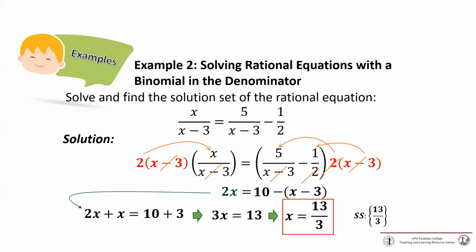Now, in your case, if you are asked to solve a rational equation, it is required to test whether the value that you got is really a solution by performing the usual checking. You simply substitute the value that you got into the original equation. In this case, you can verify that x is equal to 13 over 3 is really a solution of the given equation.